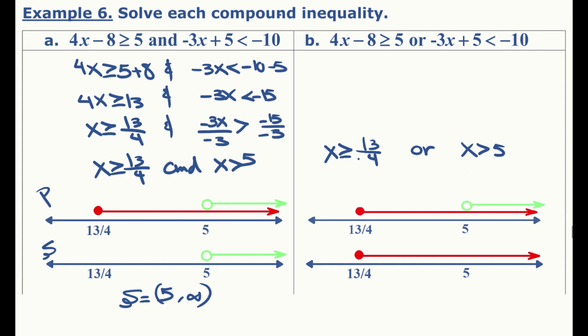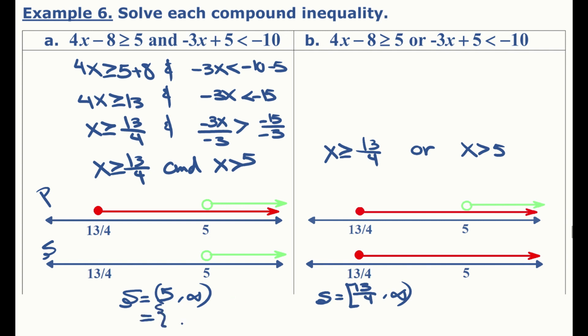So notice that this time, because it's an or statement, the solution set for the disjunction is going to be the union of the solution sets. So what happens when we take the red team and unite it with the green team? Remember, again, green team is not contributing anything. Red team already has everything that the green team has. So the union will just be the red team. So we have solution set equals bracket 13 over 4 comma infinity.